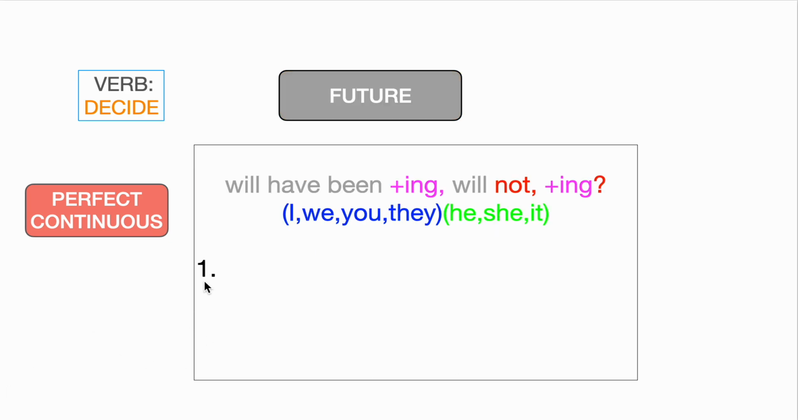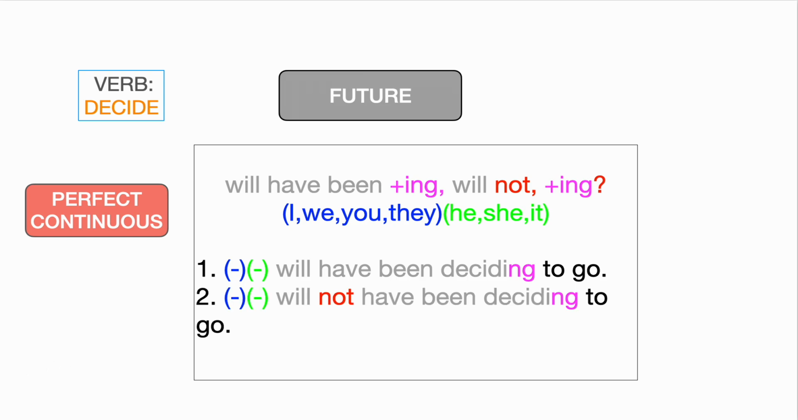And future is will have been ing. I will have been deciding. Maybe all day I will have been deciding to go. I will not have been deciding, or he will not have been deciding to go. Will you have been deciding to go? Will he have been deciding?